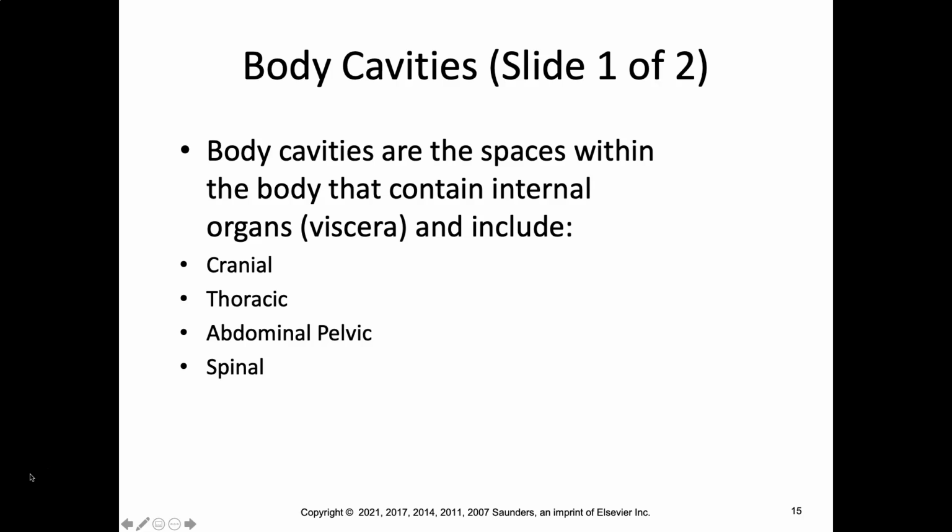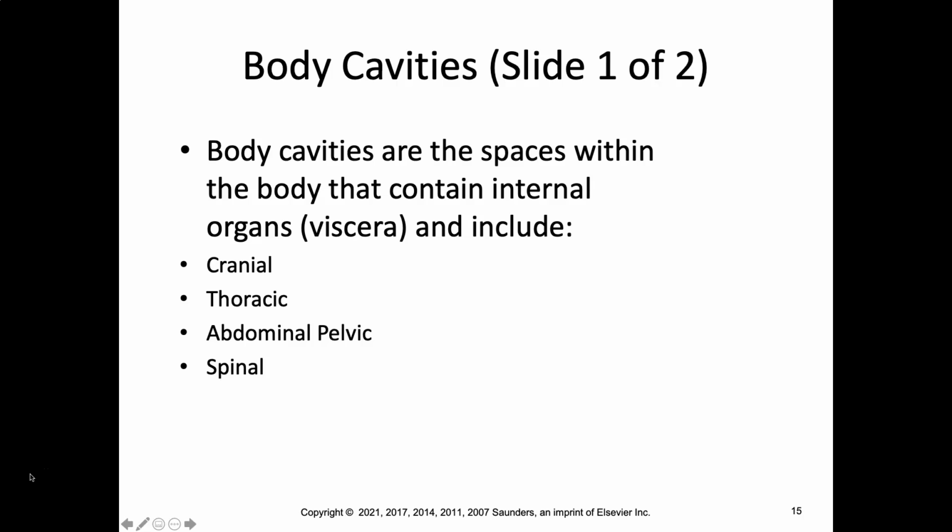So moving on to body cavities, we're now on page 40 in your book. These are the spaces within the body that have internal organs, the viscera. There are 4 main body cavities that we're going to talk about. There's the cranial, which has the brain and the pituitary gland. Those are the 2 major organs. The thoracic, which has the lungs, heart, esophagus, trachea, bronchial tubes, thymus gland, aorta, and large artery. And then you have the abdominal cavity.